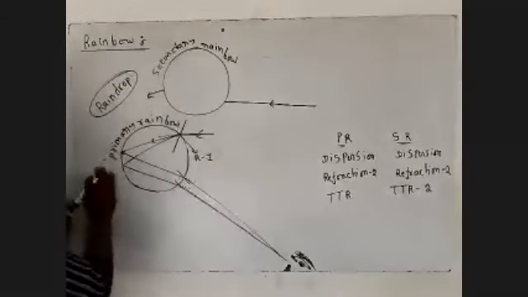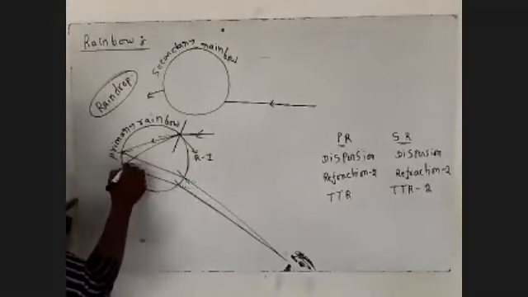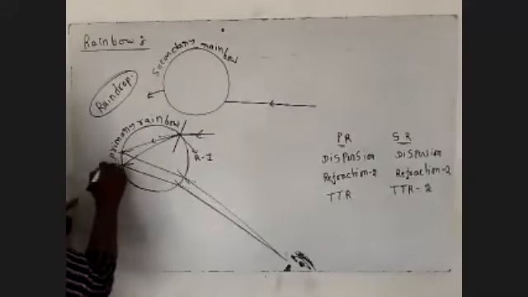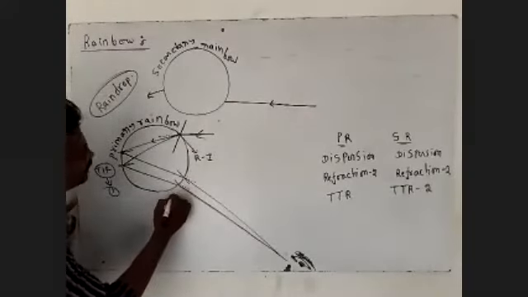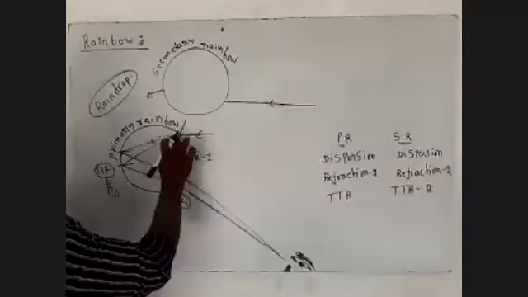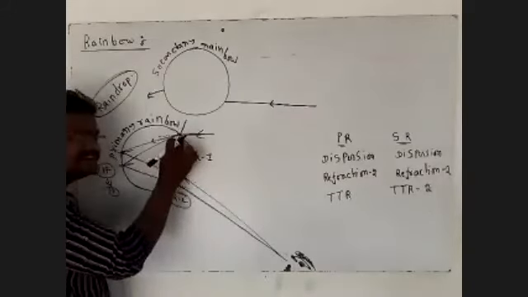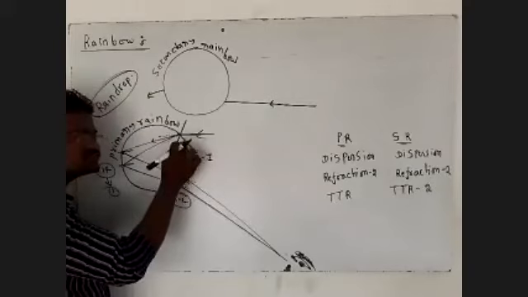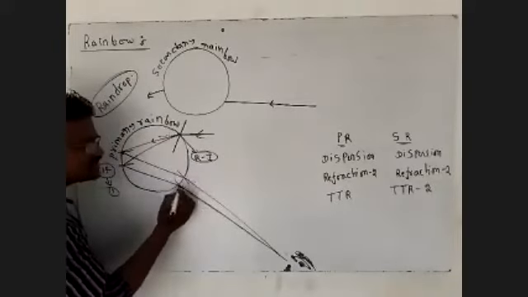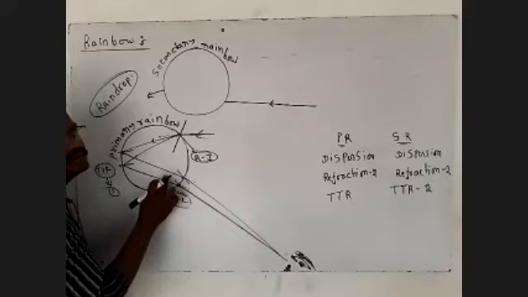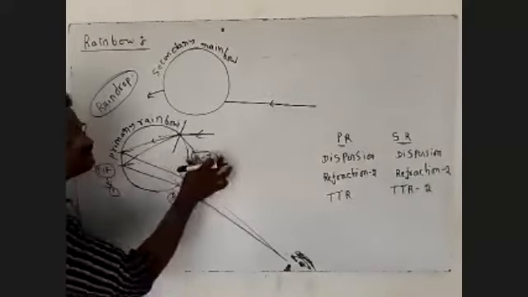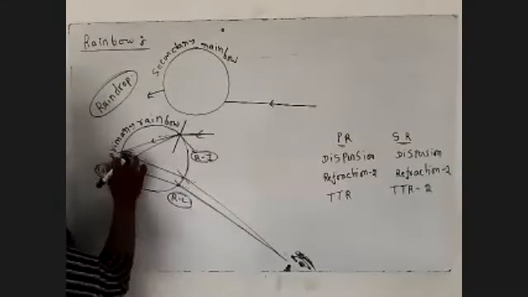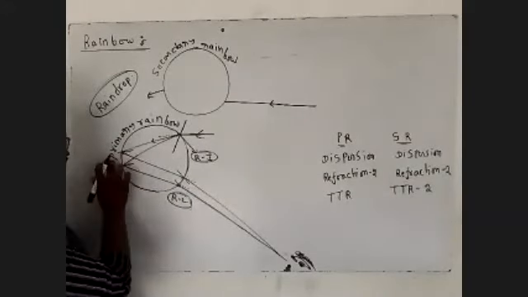Here it takes a total internal reflection. The light takes the total internal reflection one. Here there is also refraction number two. The light ray is refracted at this point: first refraction, second refraction. Here the light takes a total internal reflection.